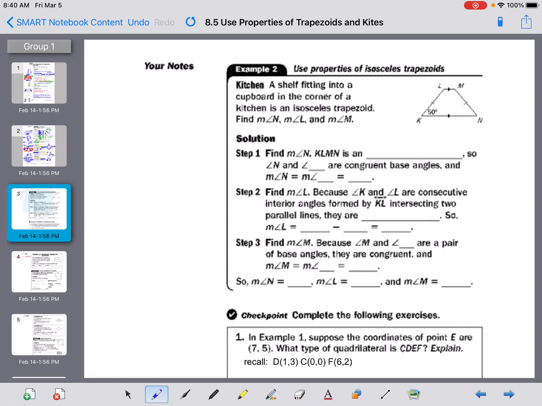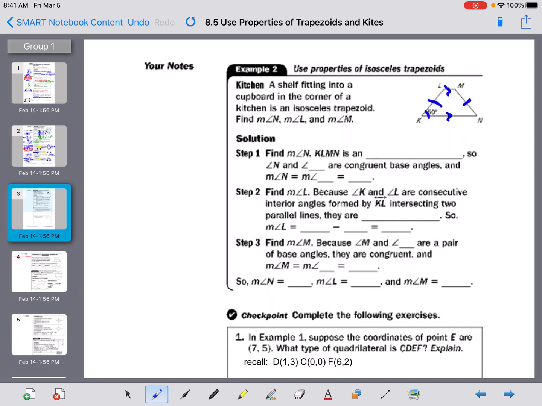All right, so here we have this shelf. The top and bottom are definitely parallel. One base is definitely shorter than the other, which is always true on a trapezoid. And they give us angle K down here, and they want us to find all the rest of the angles. And this is possible on an isosceles trapezoid.